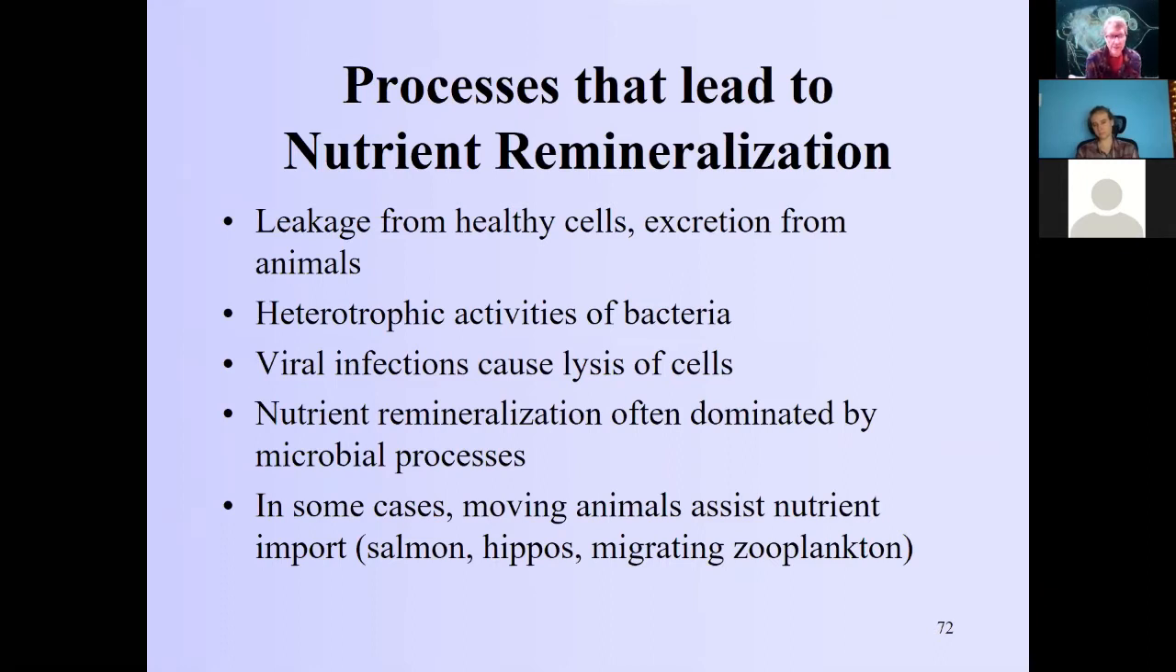We'll talk more about viruses, and we've talked about them some, but they lyse cells and reproduce and can release nutrients. And when we get to the microbial loop, we'll discuss in more detail how mineralization is dominated by microbes. And then the final one is that things like migrating salmon and hippopotami and beavers and migrating zooplankton can move materials from one place to another and then excrete, and have it be important.